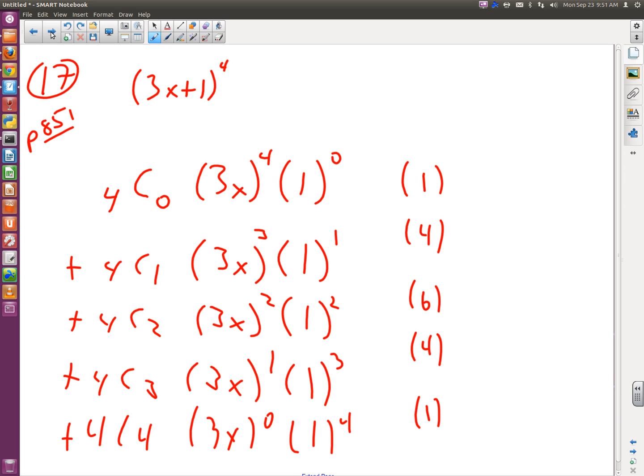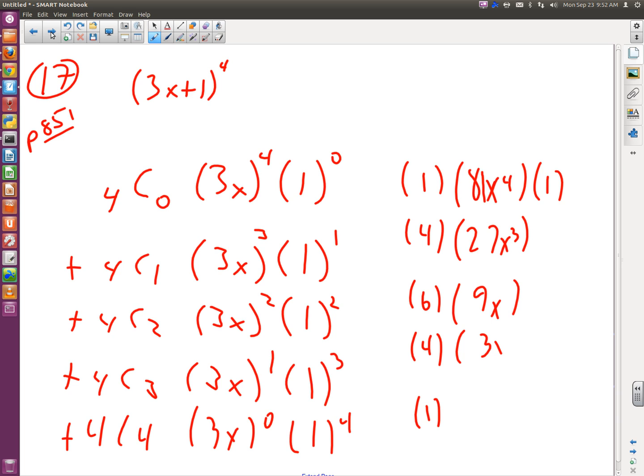Now, what's 3x to the fourth? 81x to the fourth, and clearly these are all 1s, right? So, times 1. 81. What happened to the x? Ding. Okay, 81x to the fourth, right? 3 times 3 times 3 times 3 is 9 times 9 is 81, right? Okay, so what happens here? 3x cubed, you write 27x cubed. Okay, 3x squared, you write 9x squared. 3x to the 1, you write 3x. And 3x to the 0, you write 1. And this is a 1, and this is a 1, and this is a 1, and this is a 1.